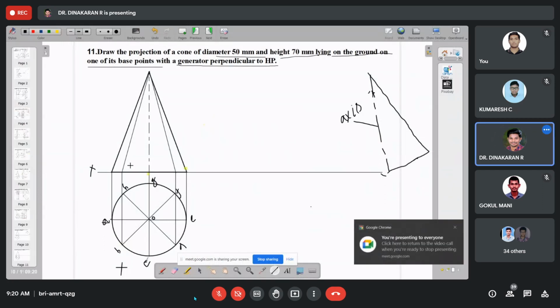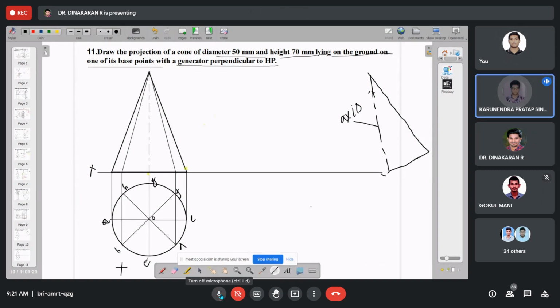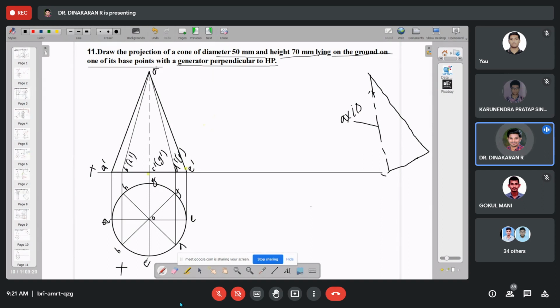Can anyone tell me the visible points? Sir, F, G, H are invisible, all others are visible. So A dash, B dash, C dash, D dash, E dash are visible points, right? Yes, sir. F dash, G dash, and H dash are invisible points. Then O dash. Till now, any doubt, guys? No doubt, sir.